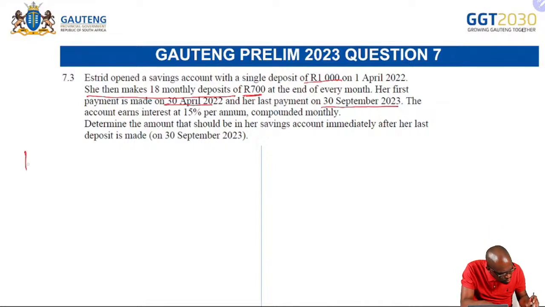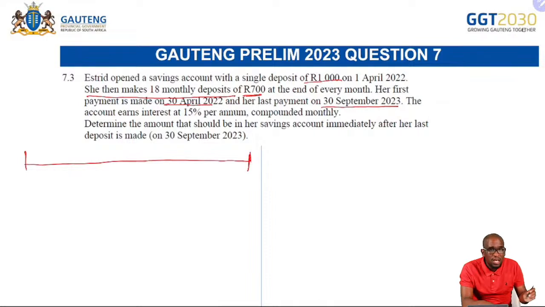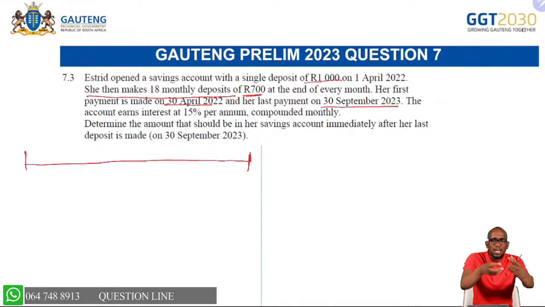So if we draw a timeline, remember, good people, when solving finance questions, it's very important to draw a timeline. You need to simplify your life, make your life easy by drawing a timeline, which provides a visual representation of what is happening in this particular problem. It provides you with a picture of the scenario, so it becomes easy for you to put pieces together to be able to solve that question.